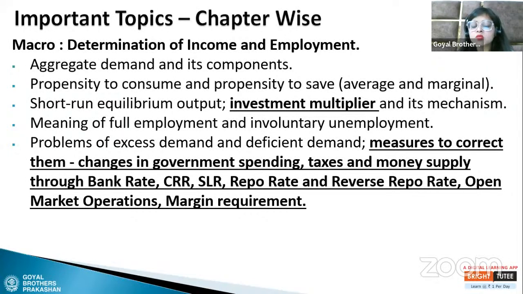Then there's one question which is very important, that is how to correct excess demand and deficient demand. That is through quantitative as well as qualitative measures. All the three quantitative measures, all the three qualitative measures: bank rate, CRR, SLR, repo rate, reverse repo rate, open market operations, margin requirements, government spending, taxes, money supply. All these are very, very important. So you have to specifically focus on the measures to correct excess and deficient demand. So please focus on this part a lot.